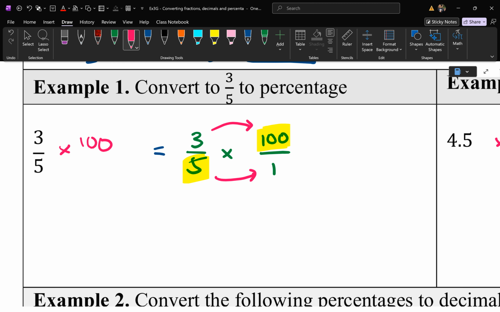They both have a common factor of what? Can I please have Shreya? What's a common factor of 5 and 100? Or what number goes in both of these numbers? 5, very good. So 5 goes into 5, and 5 also goes into 100 nicely. How many 5s fit in 5, Ollie? 1, so this cancels that to be 1. How many 5s fit into 100, Luke? 20. Yeah, very good.